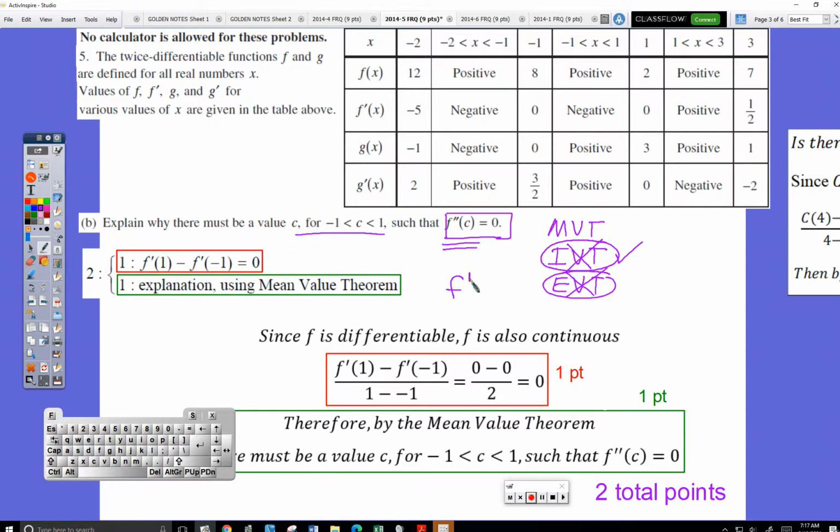Therefore, the mean value theorem says that on a given interval, if the secant slope has some value, then the tangent slope will have that same value at least one place. So I'm going to go look at f prime and pay attention to the secant slope of f prime.